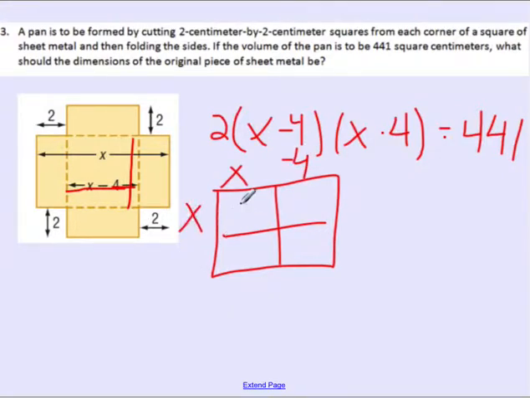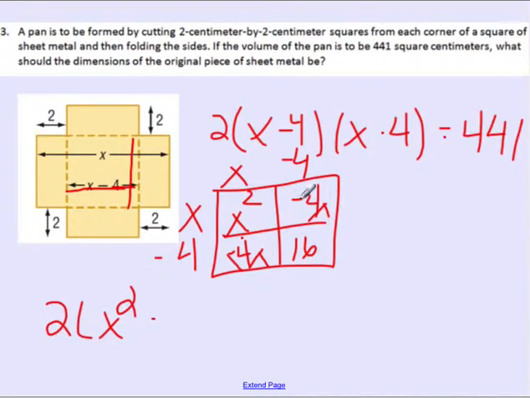And then I end up getting x squared and then negative 4x here, negative 4x here, and positive 16. So then I have 2 times x squared minus, I can combine those two terms, right? Negative 4x minus 4x is negative 8x plus 16.